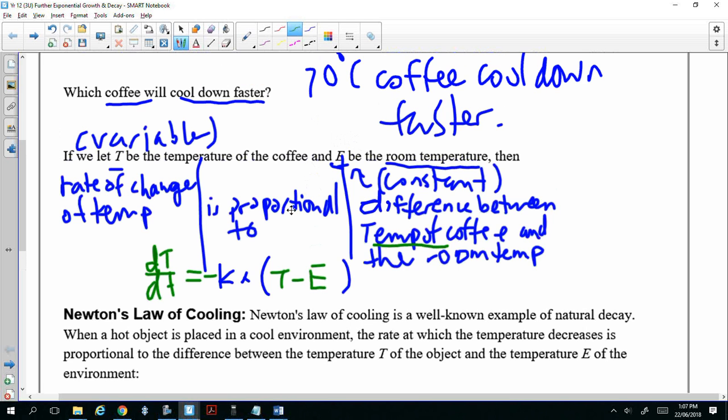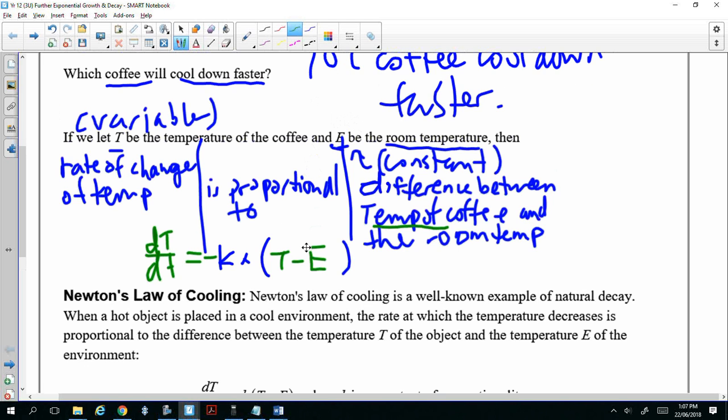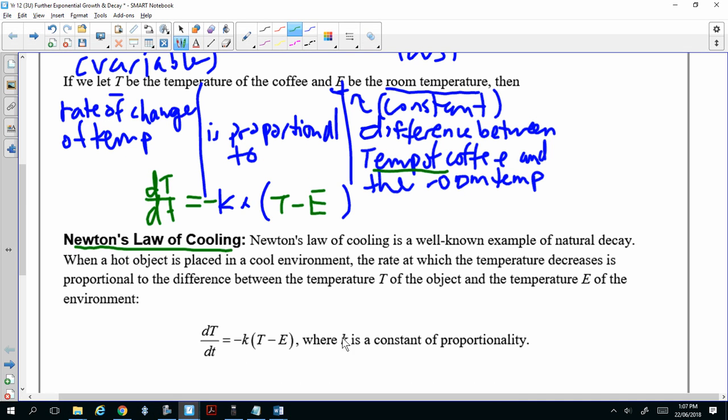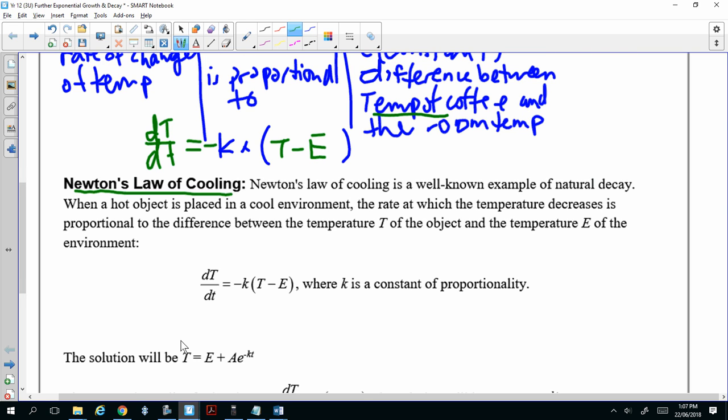So this is what we call Newton's law of cooling. Okay? Newton's law of cooling is a well-known example of natural decay. When a hot object is placed in a cool environment, the rate at which the temperature decreases is proportional to the difference between the temperature T of the object and the temperature of the environment, E, where k is a constant. And the solution to this is this. Okay, so you have an extra E there.